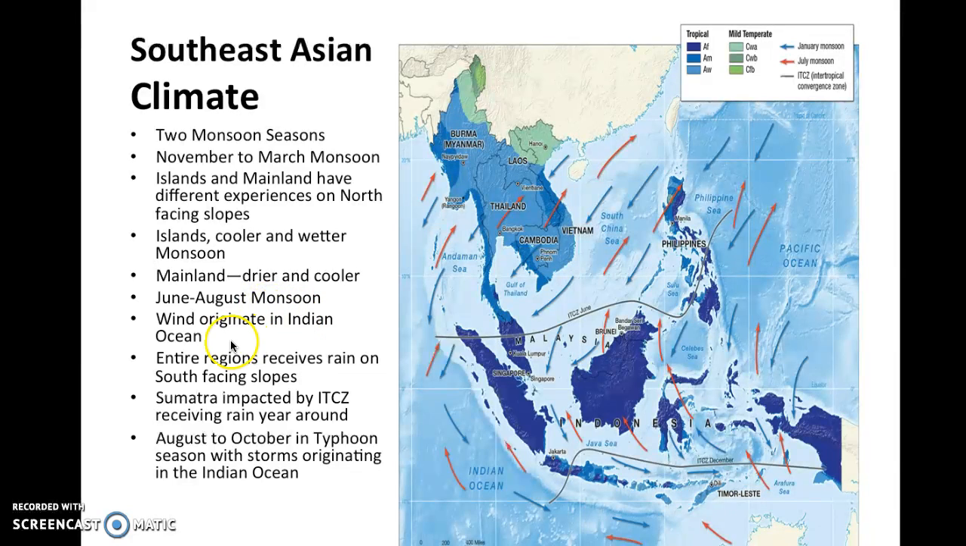In the June to August monsoon, wind is coming the opposite direction. Wind originates in the Indian Ocean. The entire region receives rain, so it drives a lot of rain up into the interior continental part of Southeast Asia. And Sumatra is impacted by the ITCZ, so it's getting rain all the time. August to October is the typhoon season, with storms originating in the Indian Ocean. Those storms will hit into this region right here and bring heavy winds and lots of rain.